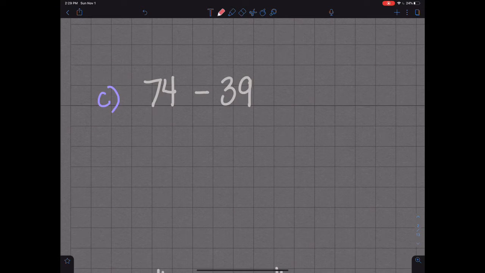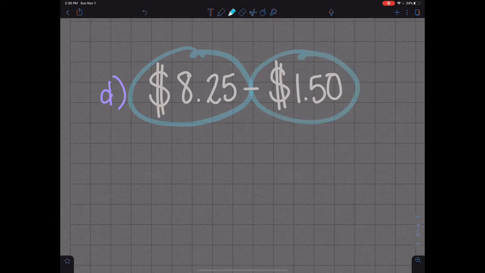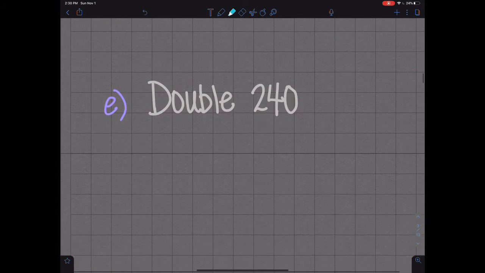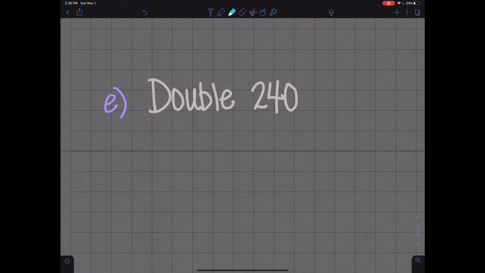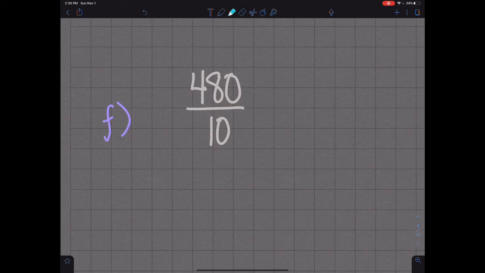C is going to be 74 minus 39. D is going to be $8.25 minus $1.50. These are getting pretty tricky. What about E? We're going to double 240. F is 480 divided by 10.